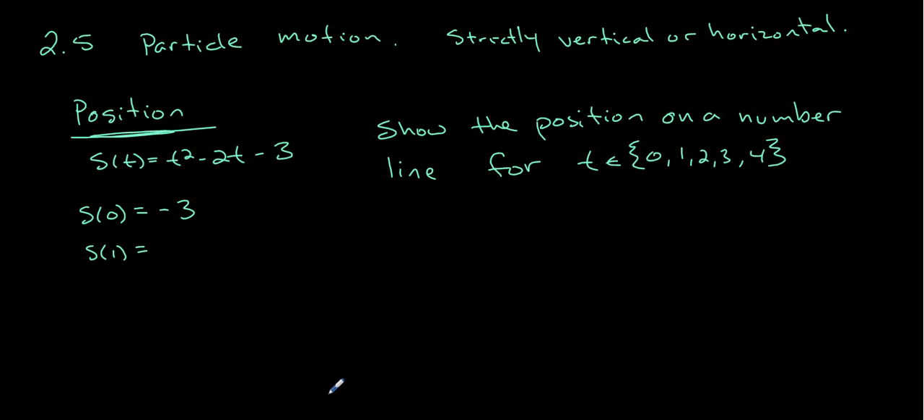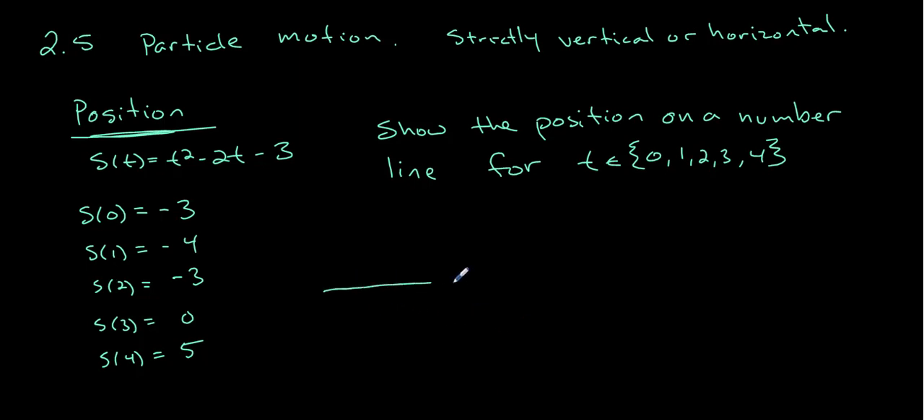What do you guys got for that? Negative 4? How about S of 2? S of 3? So that means at t equal 3, the position of this object is at 0, right? S of 4. Okay.